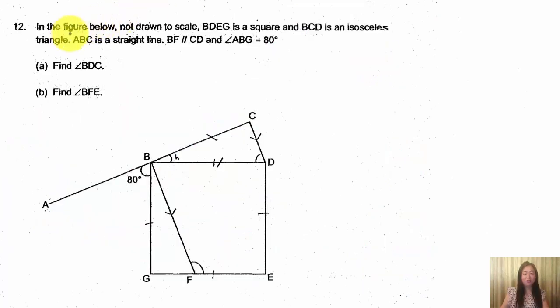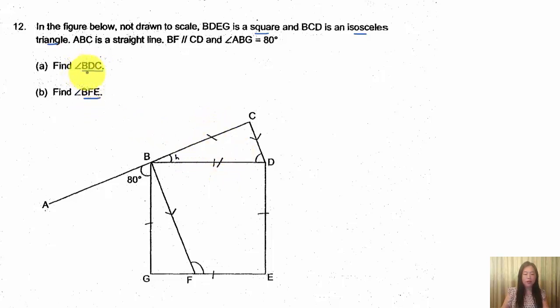Question 12. In the figure below, not drawn to scale, BDEG is a square and BCD is an isosceles triangle. ABC is a straight line. BF is parallel to CD, and angle ABG is equal to 80 degrees. A. Find angle BDC. B. Find angle BFE. Let's start to do this question.